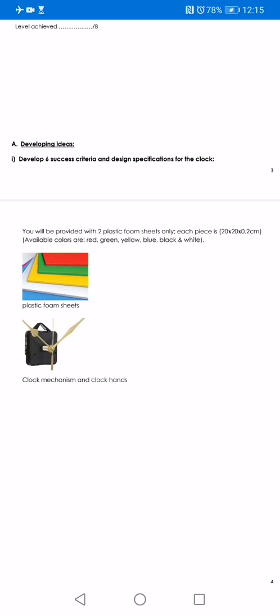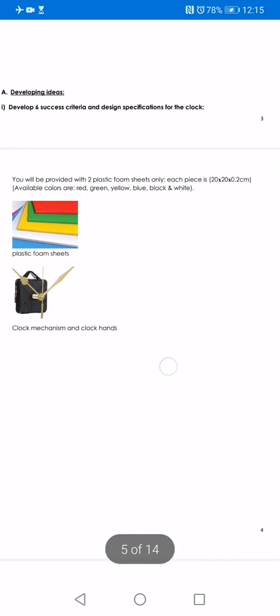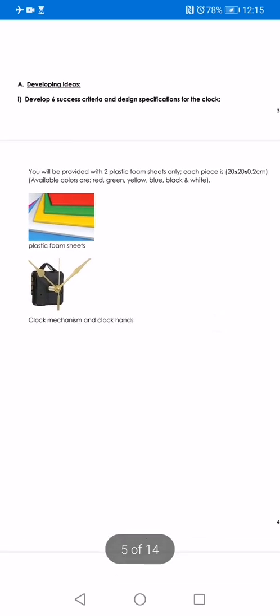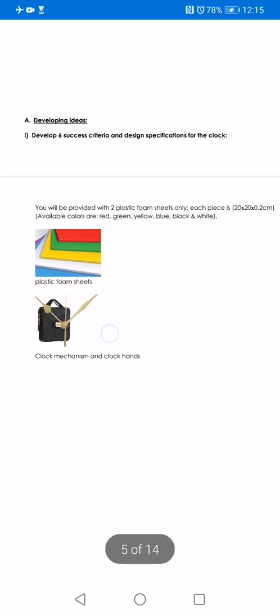The strand said develop 6 success criteria and design specifications for the clock. Remember, you will be provided with 2 plastic foam sheets only. Each piece is 20 by 20 by 0.2. The available colors are red, green, yellow, blue, black, and white. You will also be provided with 1 clock mechanism, which is similar to the one that you see in front of you. The clock mechanism is the part that actually makes it a working clock after you apply the battery on the back of it.